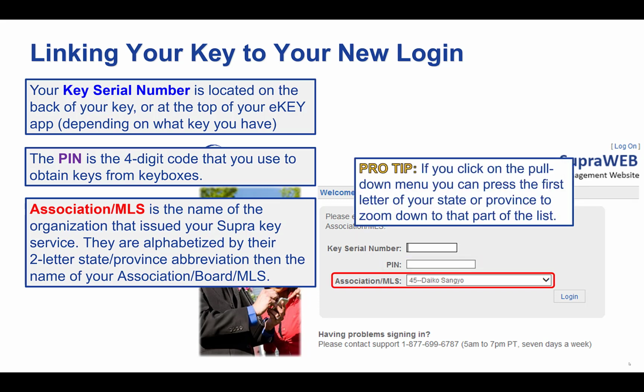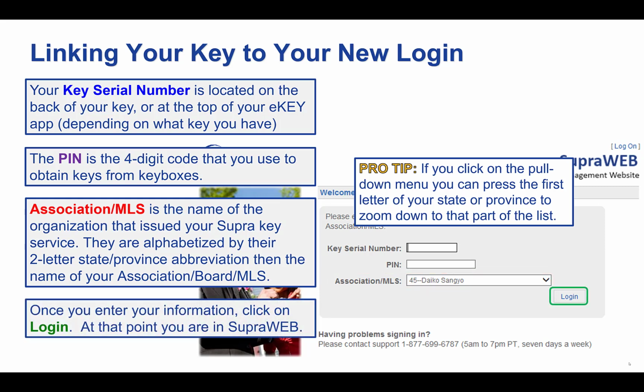One recommendation for the association or MLS is, since they're listed by state or province, it's the 2-letter designation. If you click on the pull down and then press the first letter of your state or province, it's going to take you down to that list and get you to the selection you need to make faster. Typically speaking, if you have to do this again, your computer will remember it, so you won't have to reselect it. Once you make sure this information is all correct, then go ahead and click on Login.